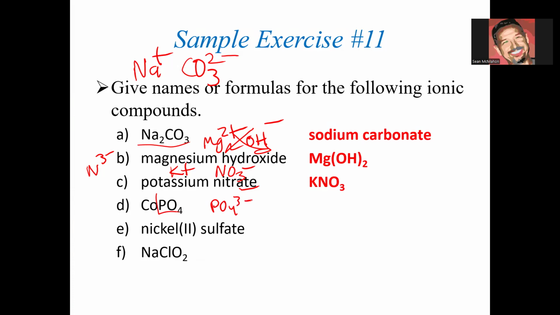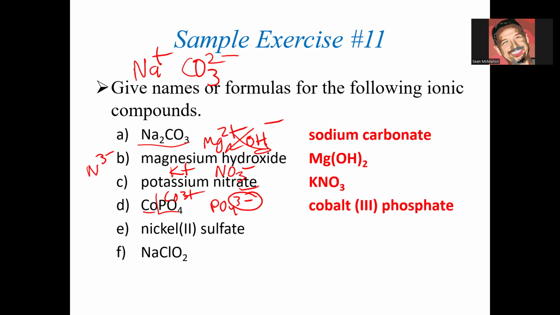Why am I writing this one out before this? Well, Co, if you look, is in group 9. And when you look at group 9, that's a transition metal. So that cobalt has to have a charge, right? We're going to use that stock system, remember? The Roman numerals. So what's the charge of this cobalt to cancel out a 3-? It's got to be a 3+. So this is cobalt(III) phosphate.